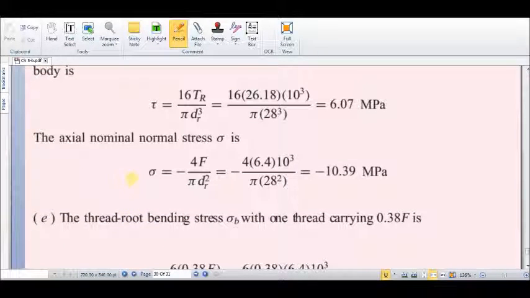Next, we have to find the compressive stress again on the body. Instead of F, we will substitute 6.4 kilonewton that was given in the problem statement. Again, here we have to substitute the minor diameter because we are going to find the compressive stress on the body of the screw.